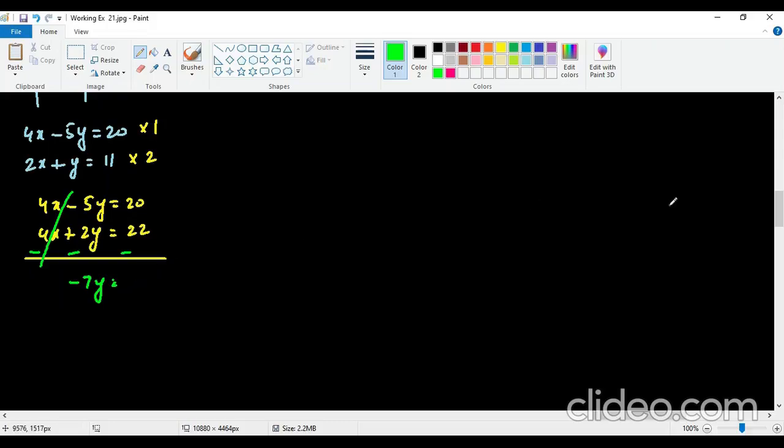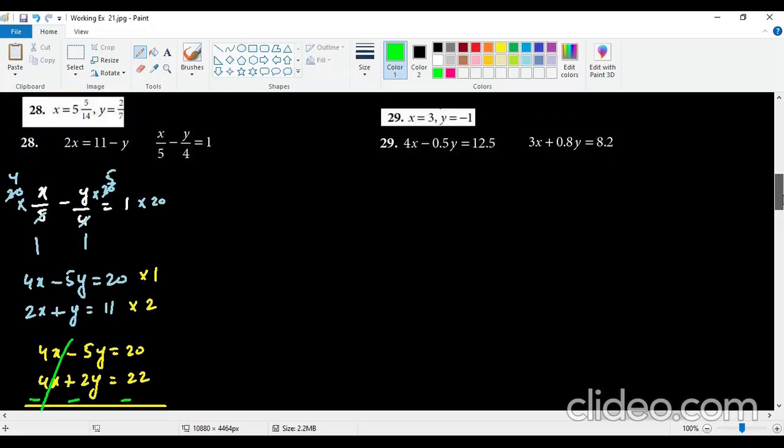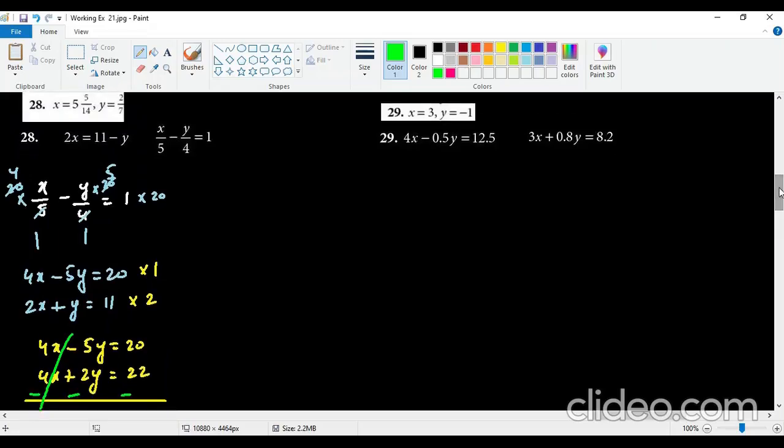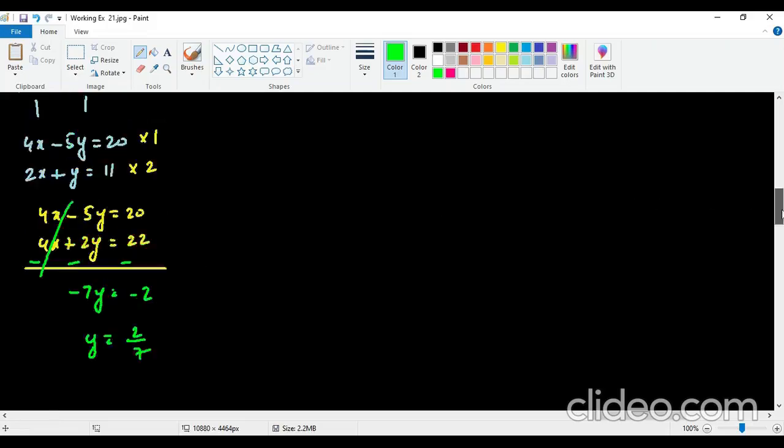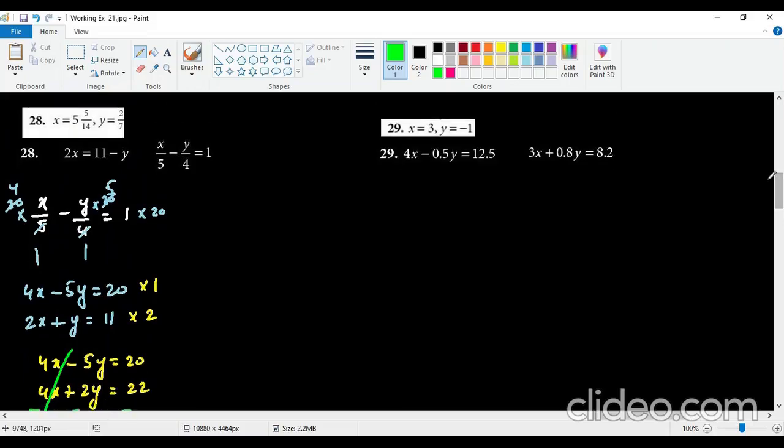Actually minus 2 for question number 28. 20 minus 22 becomes minus 2. So y will be equals to 2 over 7. Let's see what the answer is. Y equals 2 over 7 is the answer for the value of y. And now we find out the value of x.